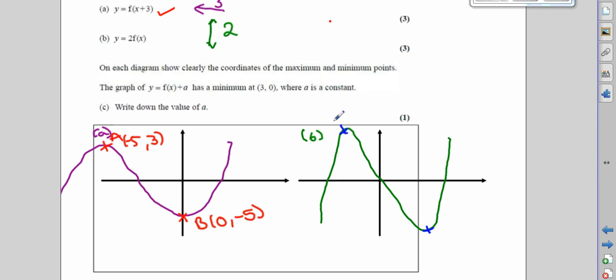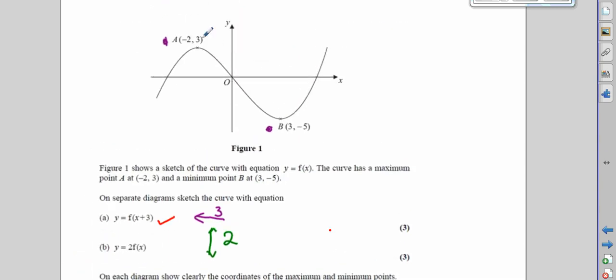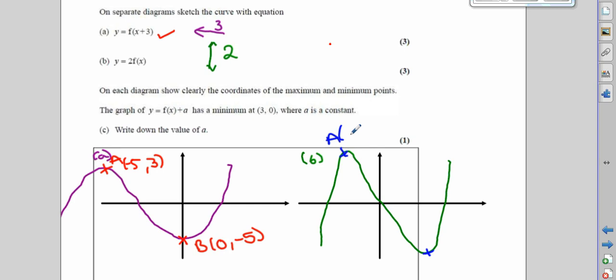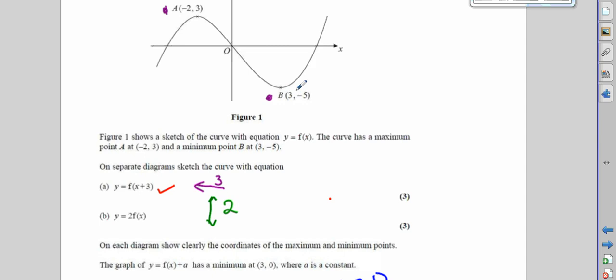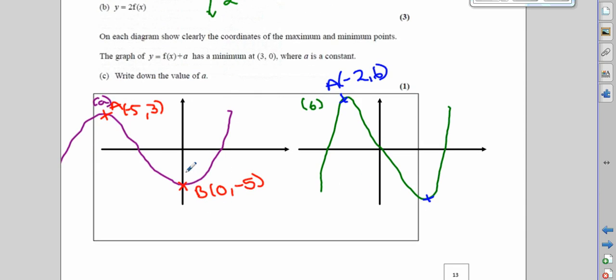So my point A, if the y value has been doubled, it's going to be at minus 2, 6. So my A point here is now at minus 2, 6. And the same with my B value. So my x value will still be 3, but my y value will be doubled. So that will be 3, minus 10. So B is at 3, minus 10. So I've done the 2 transformations that the questions asked for.